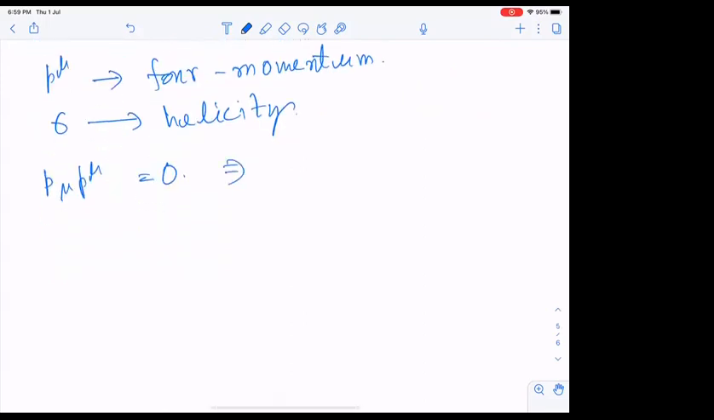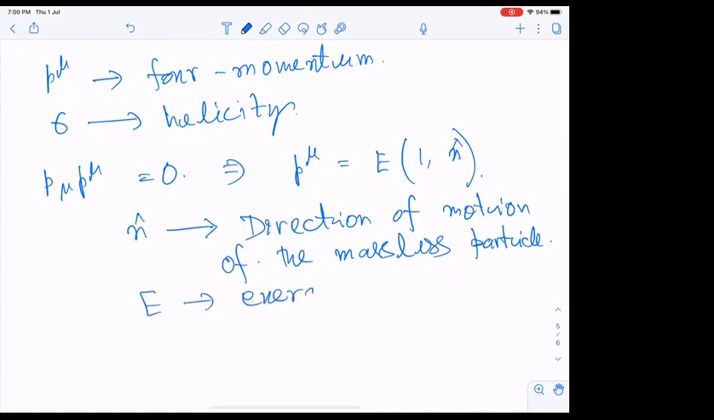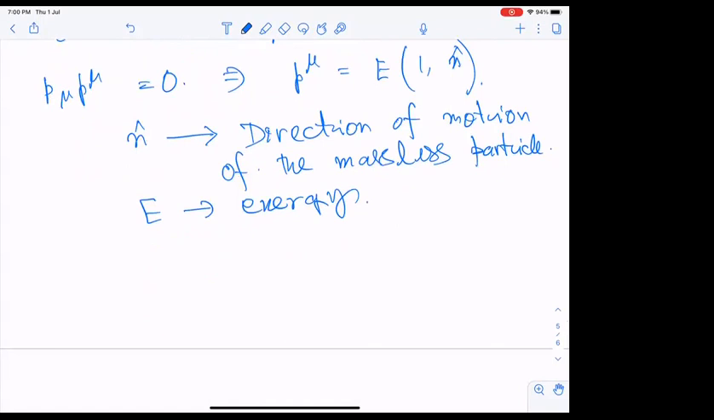And one good way of writing this is that you can write your P mu as E, the energy, times (1, n hat). Okay, what is this n hat? This n hat is essentially the direction of motion of the massless particle, and E is the energy. Now, this is one way of writing this, but since P squared is zero, that tells you that n hat is of norm one. So that's a unit vector.